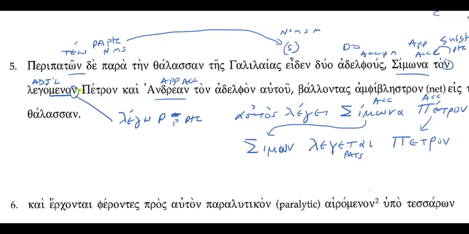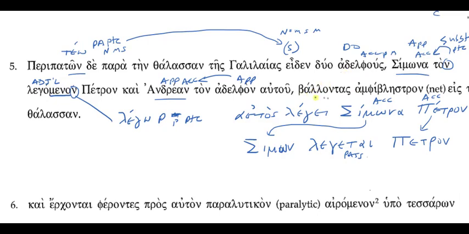Okay? So this is not modifying Peter in the way that you would think about a participle sandwiched in between an article and a noun in the same case. This is rather a feature of this double accusative structure where the second accusative is retained. So Simon, the one called Peter, and Andrew, the brother of him. We have another appositive here. So again, appositives keep the case of the nouns to which they're anchored. That's why ton legomenon is accusative, because it's in apposition to Simona, the accusative noun there. All right. So he sees these guys.